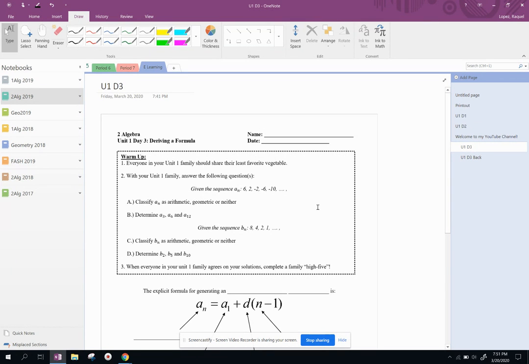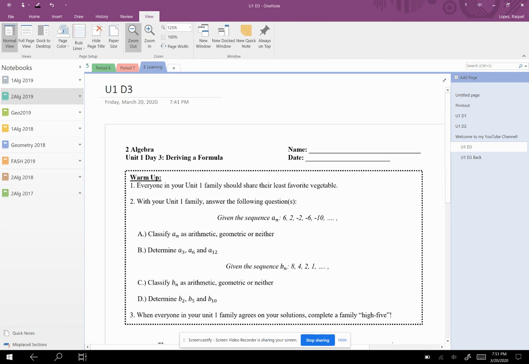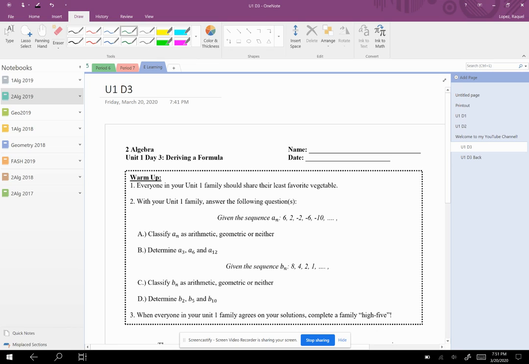So let's take a look at the warm-up. You guys with Miss Perrick were looking at arithmetic and geometric sequences and deciding how to classify them. So I want you guys to hit pause and try the warm-up on your own. Okay, welcome back. So let's go through this warm-up, and if you have any questions, feel free to shoot either one of us an email. Okay, so with your Unit 1 family, answer the following questions. Here is the sequence that we are given. Question A is saying classify the sequence as arithmetic, geometric, or neither.